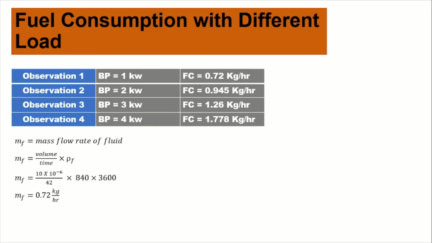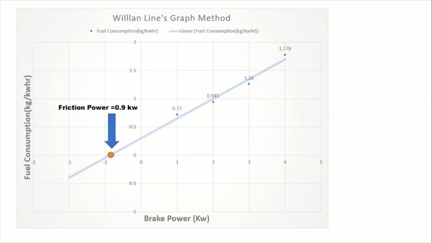Here we have plotted the brake power against the fuel consumption. On the x-axis we plotted brake power and on the y-axis fuel consumption. For 1 kilowatt we required 0.72 kg per hour. For 2 kilowatt we required 0.945 fuel consumption. For 3 kilowatt we required 1.26. For 4 kilowatt we required 1.778.